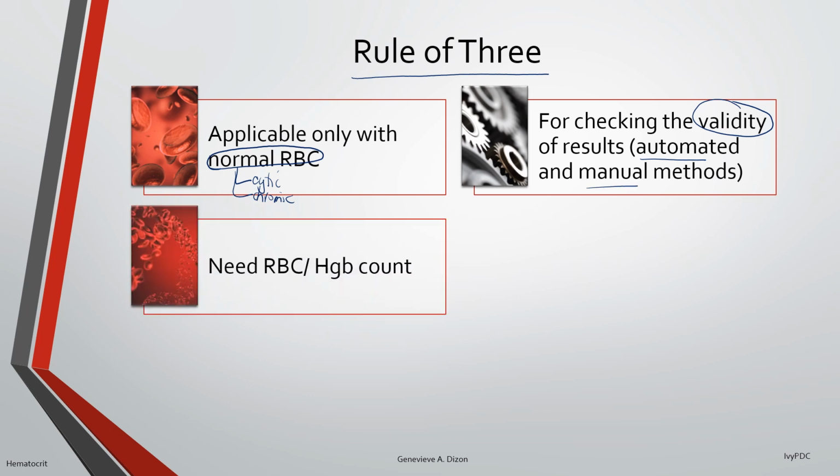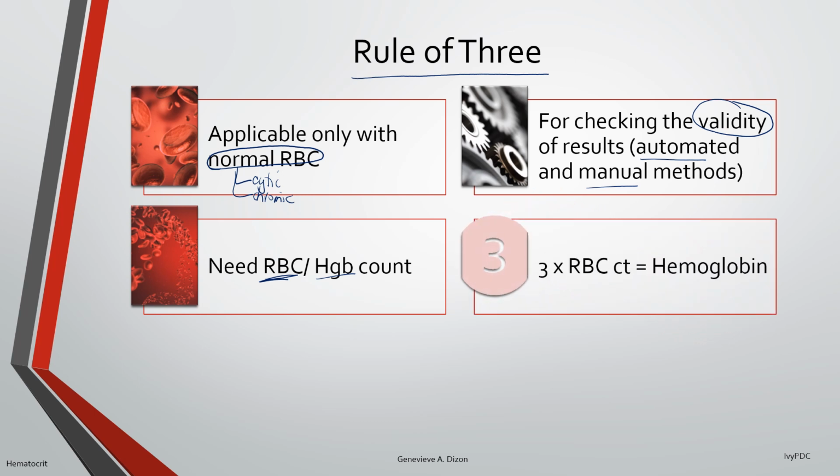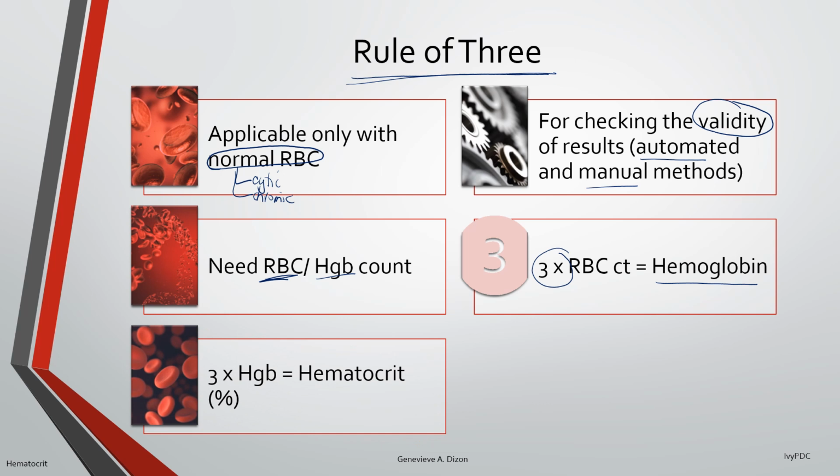When we perform the rule of 3, we need to have either the red blood cell count or the hemoglobin count. If a red blood cell count is given, we just multiply it by 3, hence the name rule of 3, so we can have the hemoglobin count. And if the hemoglobin count is given, we also multiply this by 3 so that we can get the hematocrit in percent.